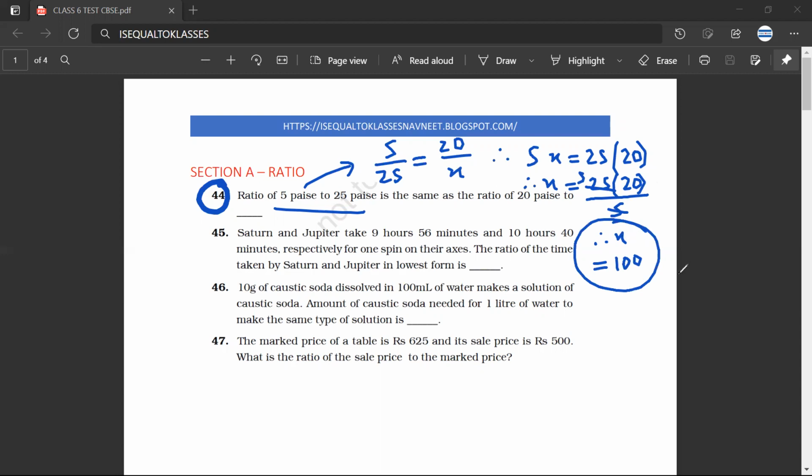Okay. So the answer should be 100 paise. Yeah. Mr. Sarthak, is it correct? Yes. Okay. Mr. Sarthak, question number 45.